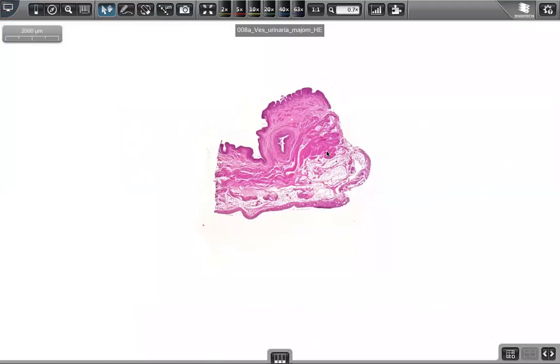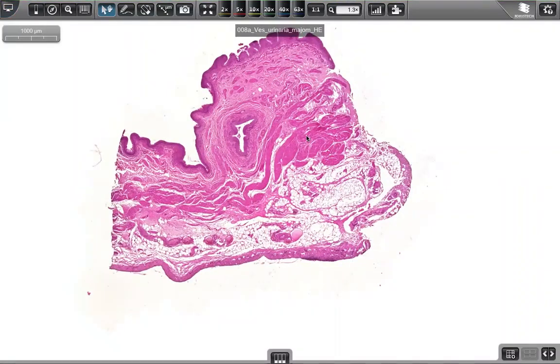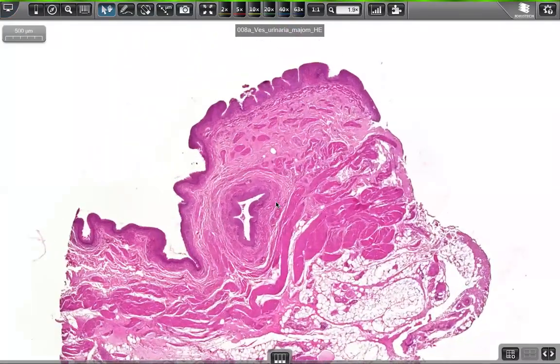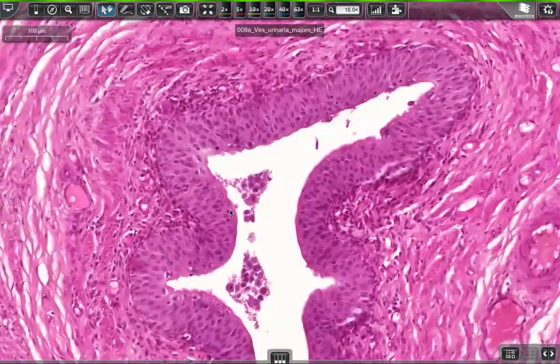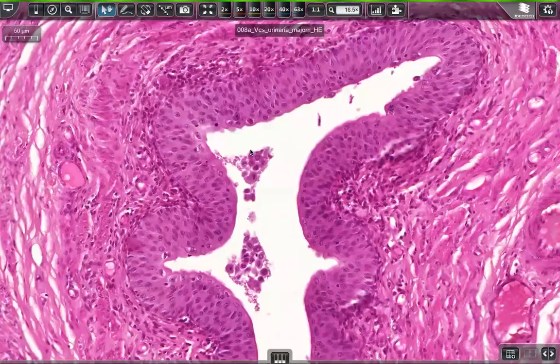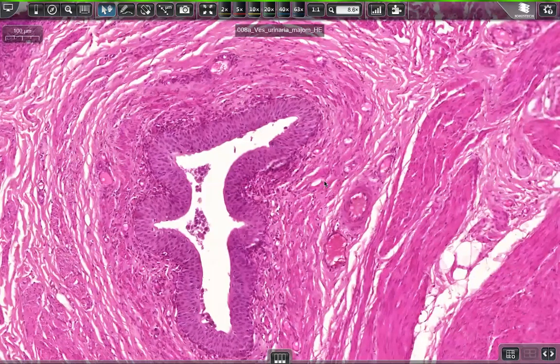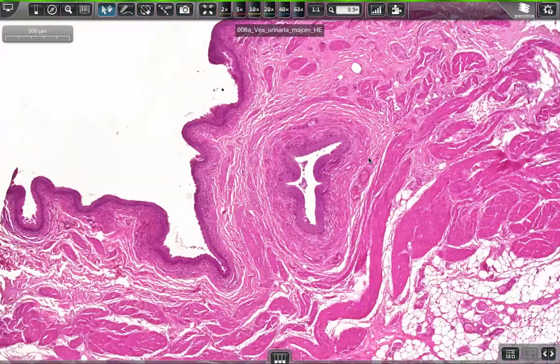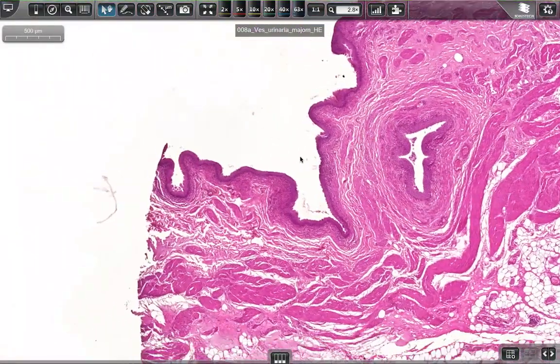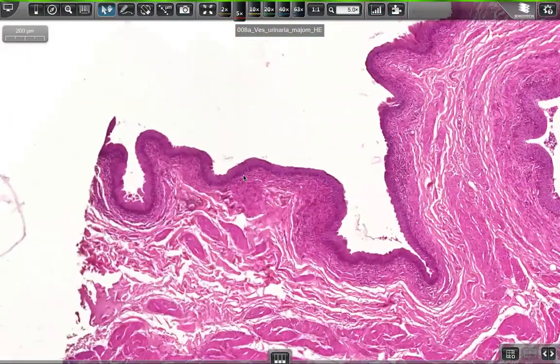Yeah, so on the slide we can find the lumen of the ureter as well. So this is the typical arrangement. So the umbrella cells, urothelium, that is the lamina propria, and then here we have the muscularis externa layer, and let's focus on the wall of the bladder.